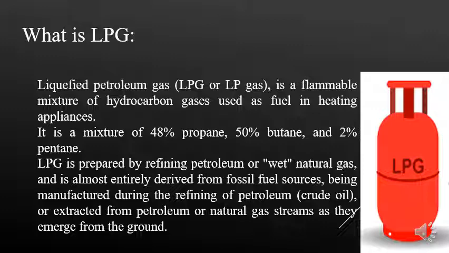The third one is LPG. LPG stands for liquefied petroleum gas. It is a flammable mixture of hydrocarbon gases used as fuel in heating appliances. LPG is a mixture of 48% propane, 50% butane, and 2% pentane. LPG is prepared by refining petroleum or wet natural gas and is almost entirely derived from fossil fuel sources. During the manufacturing and refining of crude oil, LPG gas is produced and we can extract it on the basis of boiling points.